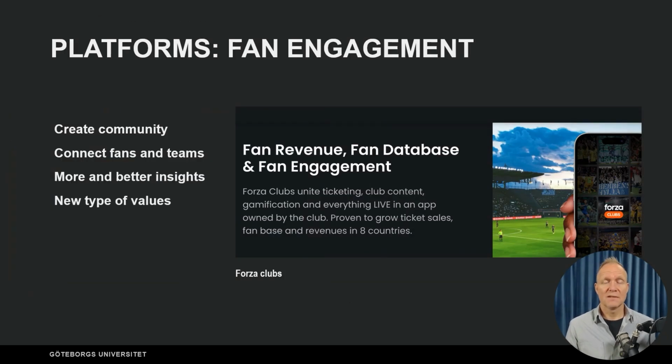Fan engagement is yet another area where we see lots and lots of development these days. Here is an example from the Swedish company Forza Clubs, which is providing new possibilities for sport clubs to connect to fans and create fan engagement in totally new ways. So we see lots of different platforms here in order to enhance and capture the value that can be found around fans and fan engagement.